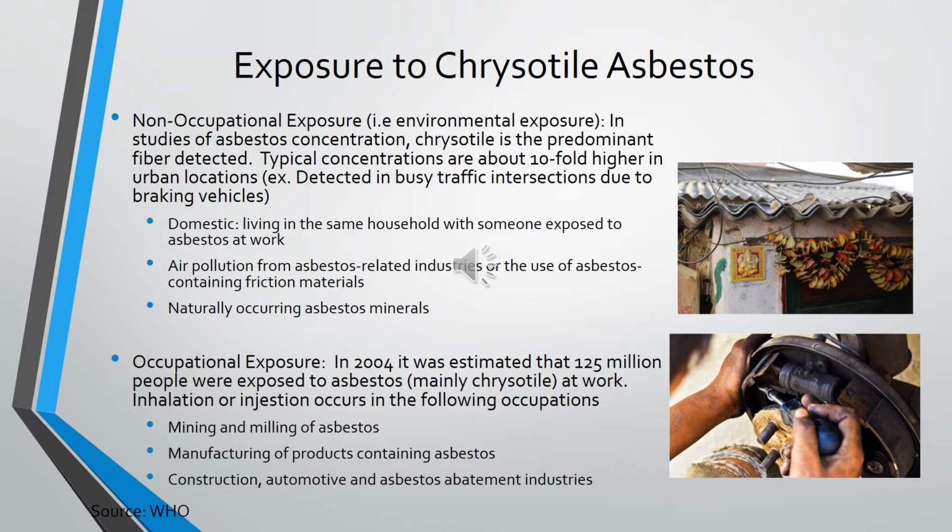For example, concentrations of asbestos are actually tenfold higher in urban locations, and detected mostly in busy traffic intersections due to those braking materials that use asbestos. There's also some naturally occurring asbestos minerals that people are exposed to. When it comes to occupational exposure, it's estimated that 125 million people were exposed to asbestos in 2004, and that was mainly chrysotile being the most prevalent asbestos in the whole world.